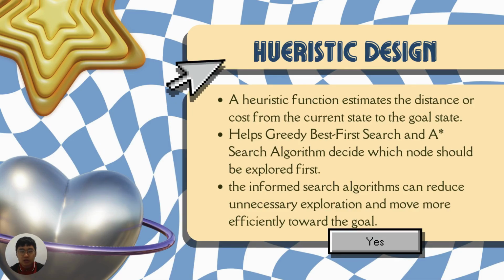A heuristic function estimates the distance or cost from the current state to the goal state. Hence, greedy best first search, as a search algorithm, decides which node should be explored first. Informed search algorithms can reduce unnecessary explorations and move more efficiently toward the goal.